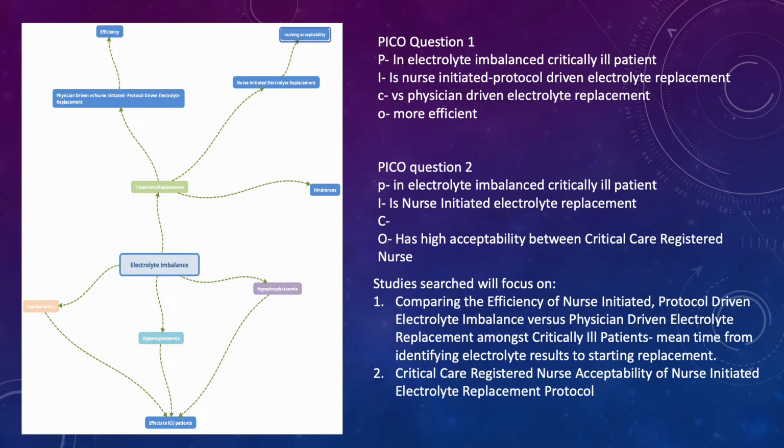Research will focus specifically on hypokalemia, hypomagnesemia, and hypophosphatemia, and how they will affect the ICU patients physiologically. Subsequently, looking at the treatment and replacement modes such as the physician-driven and the nurse-initiated protocol-driven electrolyte replacement, and what are the hindrances for this. Finally, testing which treatment is more efficient and whether the protocol is accepted by the nurses.